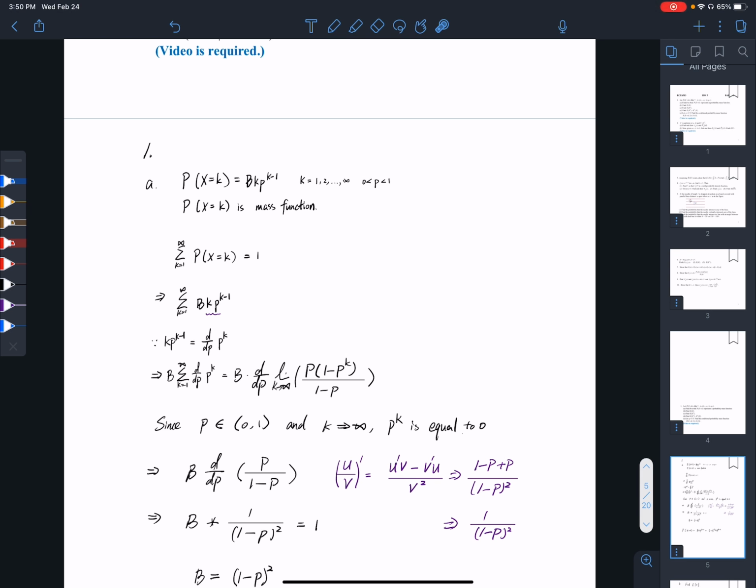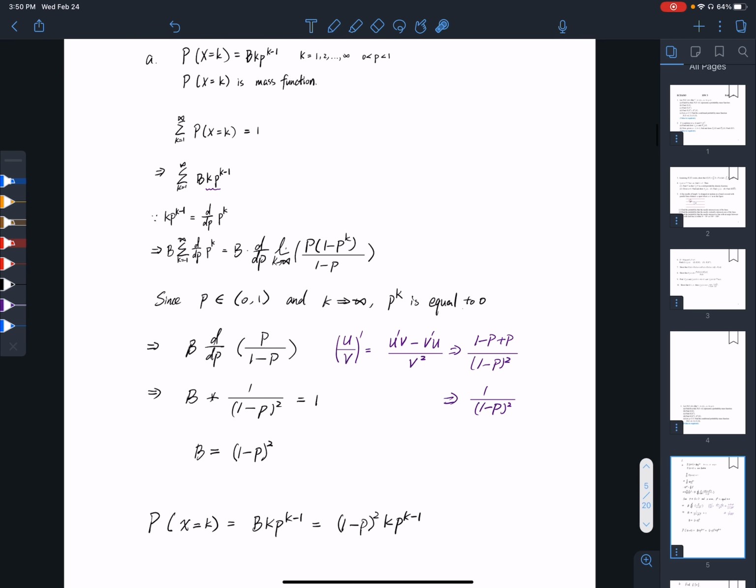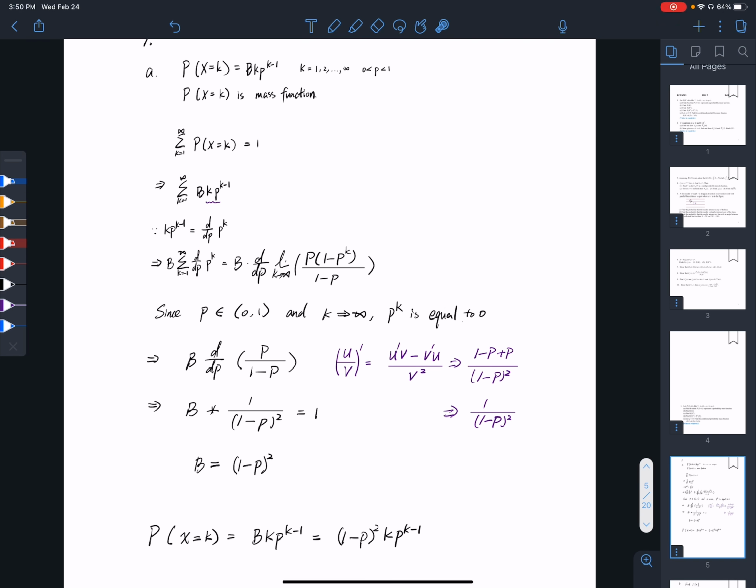So here we can see that k times p to the power k minus 1 is equal to the derivative of p to the power k. So the sum of b times k times p to the power k minus 1 can be rewritten in this form: b times the sum of the derivative of p to the power k, which we can also rewrite in this form: b times the derivative of the limit as k goes to infinity of p times 1 minus p to the power k over 1 minus p.